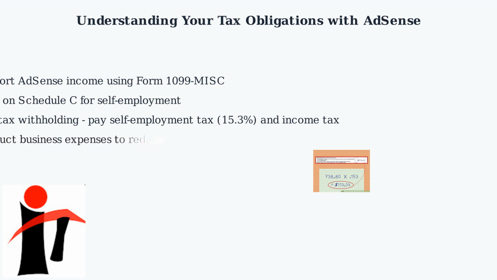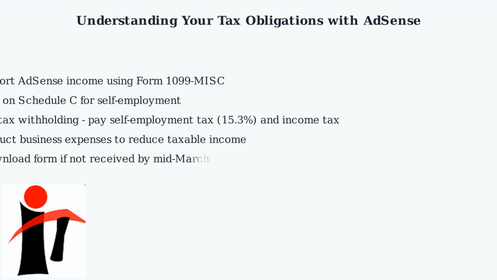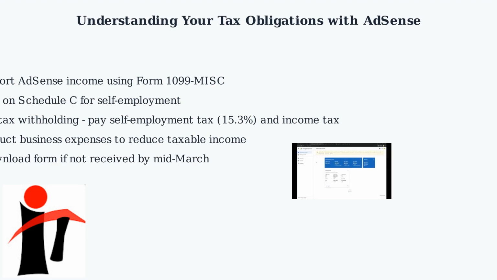You can use the details from your 1099 MISC to deduct relevant business expenses, such as website hosting or other costs, which will reduce your taxable income. If you haven't received your form by mid-March, you can download it directly from the AdSense dashboard or contact Google support for assistance.